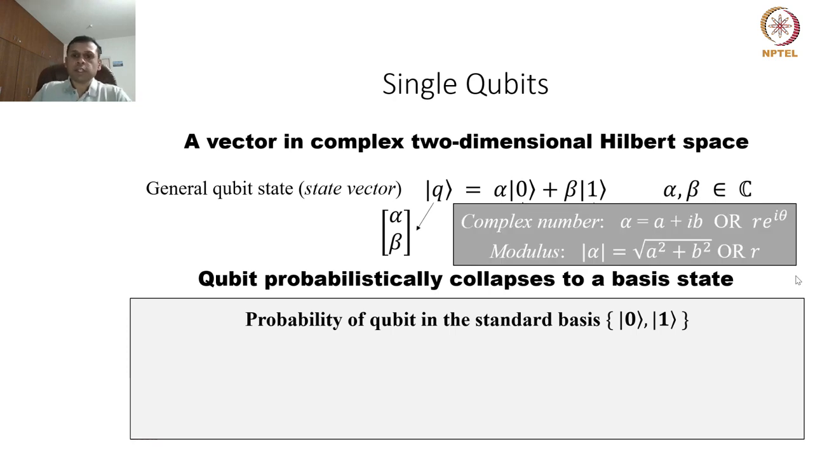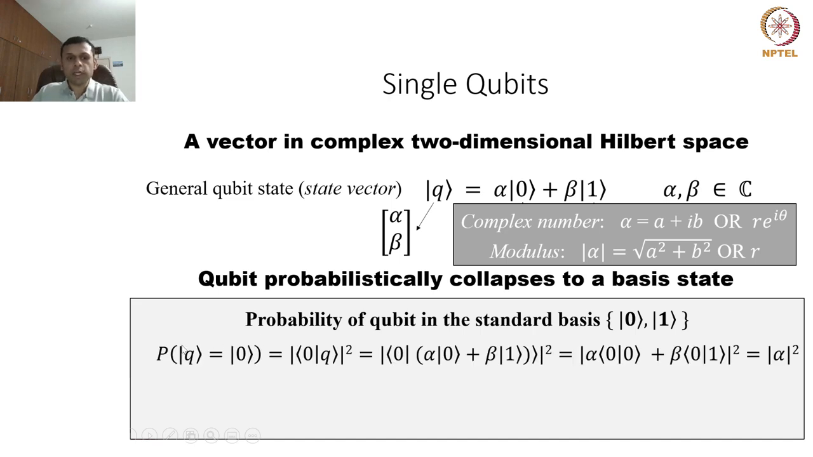Before we attempt the calculation, just a refresher on complex numbers. If you take an arbitrary complex number, alpha equals a plus ib, or using polar coordinates, it can be expressed as r e to the power i theta. Its modulus is nothing but the square root of a squared plus b squared, or r if you take the polar coordinate form.